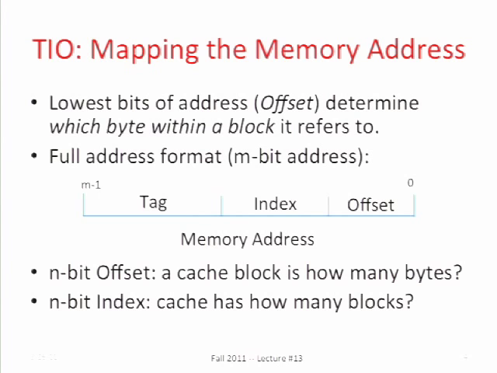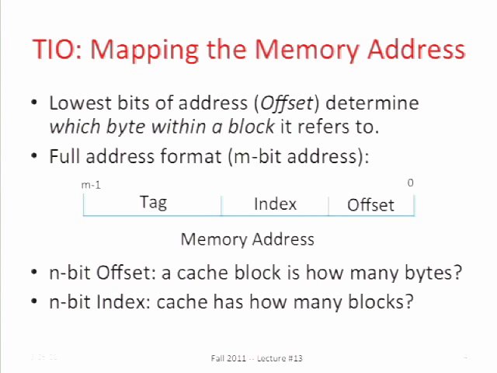If it is, that means the location that you're looking for is in the cache. That's called a cache hit. If the tags differ, that means it's not in the cache. It means something else is there. That's called a cache miss. Okay?